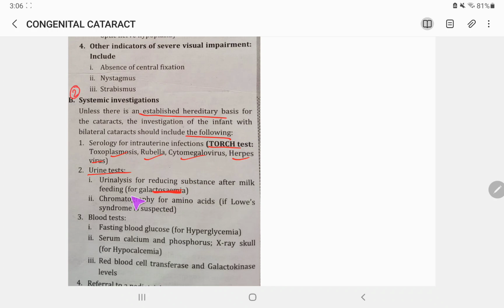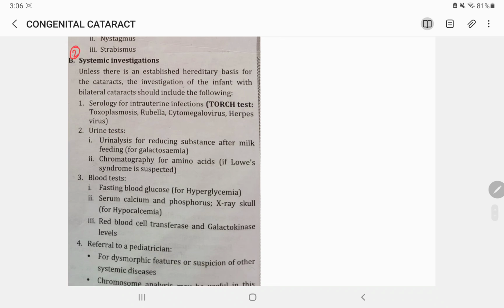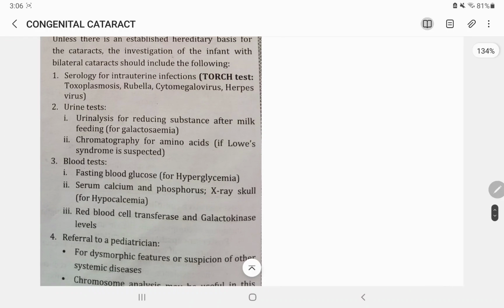In the urine we can find out if the baby has galactosemia or not. And then chromatography if Lowe syndrome is suspected.